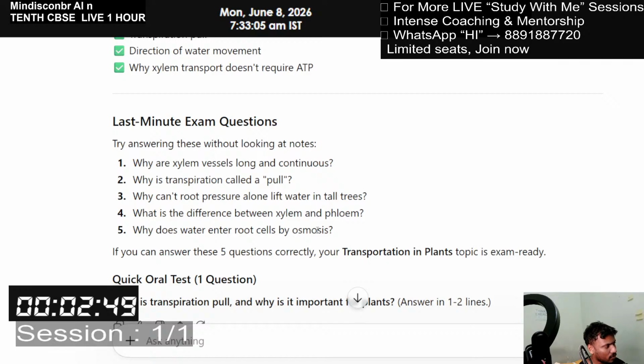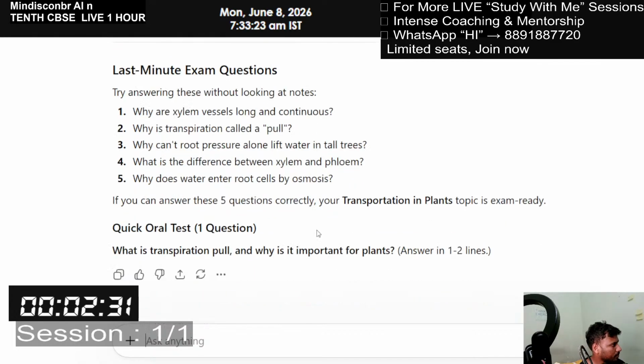Why does water enter root cells by osmosis? The concentration of water in the root is low as compared to the concentration of water in the soil. Diffusion is the movement of water from higher concentration to lower concentration, and as a result water flows from soil to root. Why can't root pressure alone lift the water in tall trees? Because root pressure is a minor, weak force, and transpiration pull is a strong force.